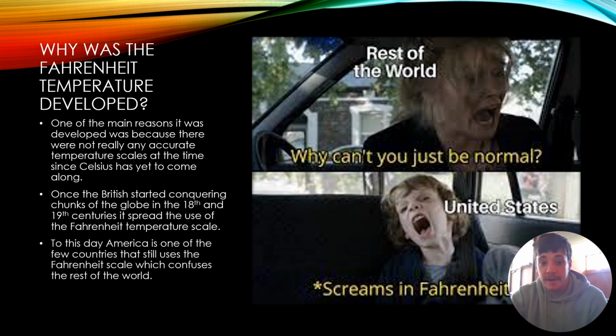To this day, America is one of the few countries that still uses the Fahrenheit scale, which confuses the rest of the world. As you can see by the meme I picked out, I know it'll make you laugh, Dr. Carlos.